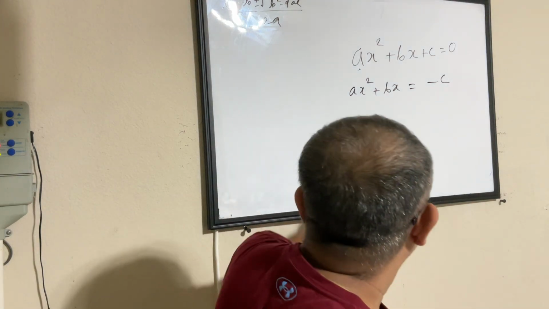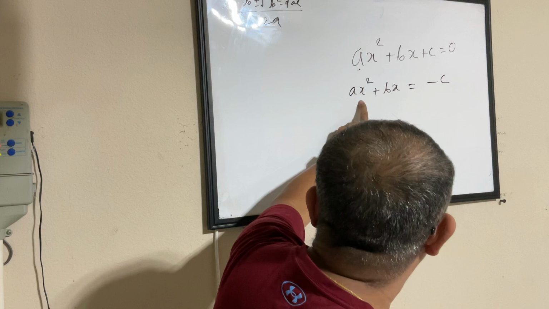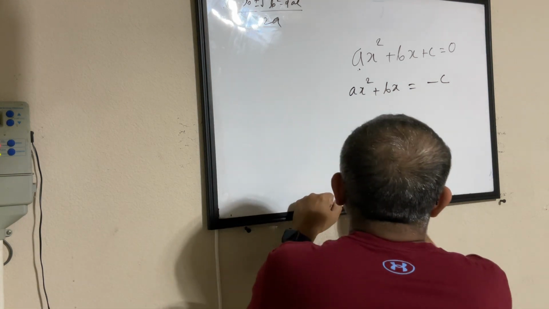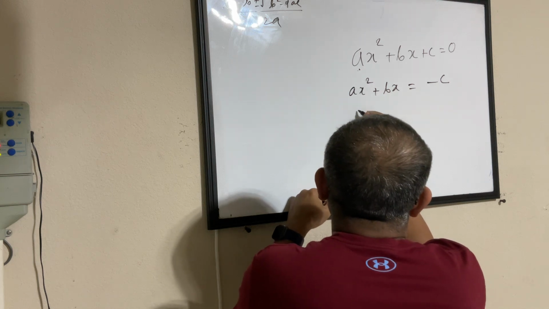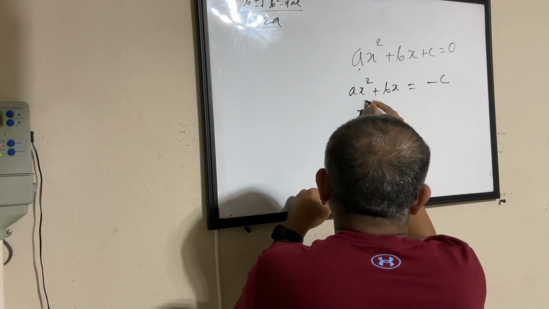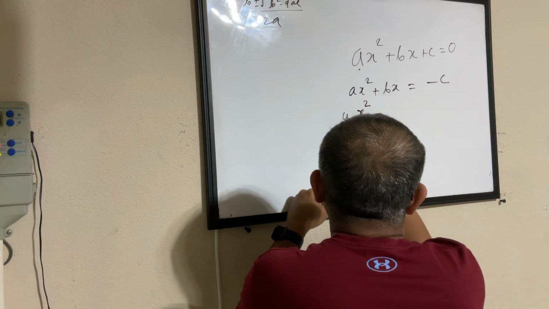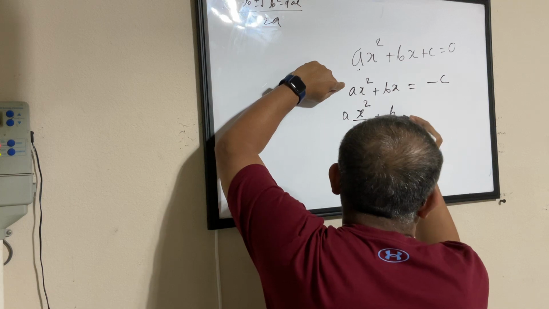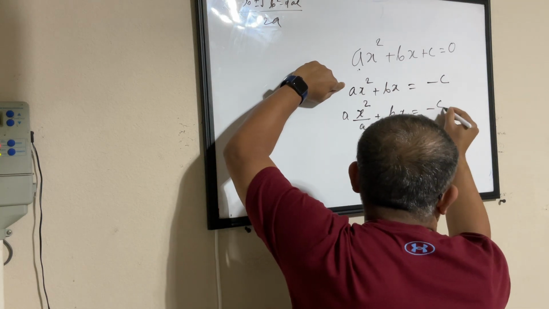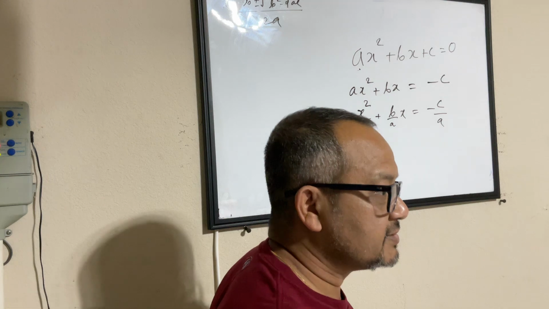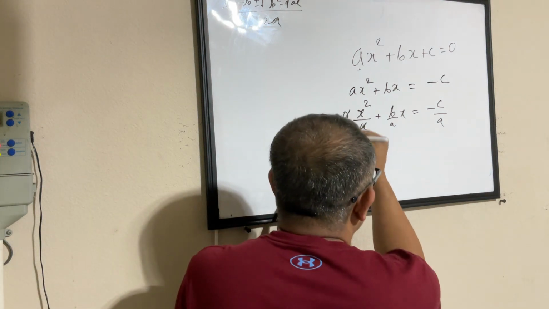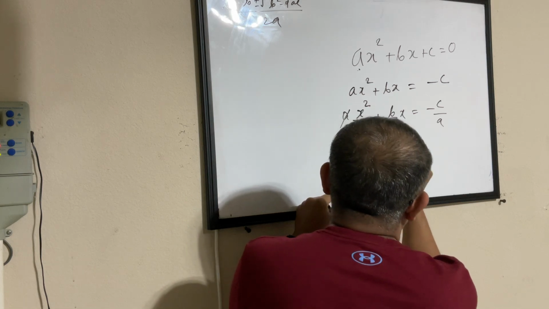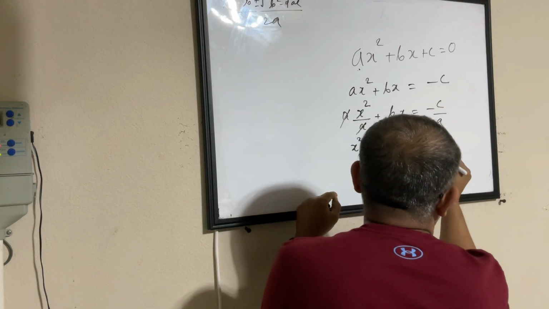Now, here, what I can do, let's say, I divide everything by a. So if I divide this by a, plus divide this by a, I'm able to knock off this guy. So now my equation became x squared plus b by a x equal to minus c by a.